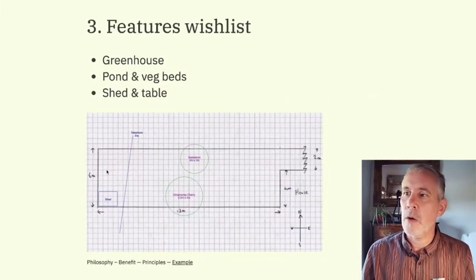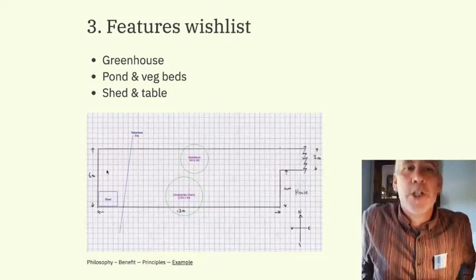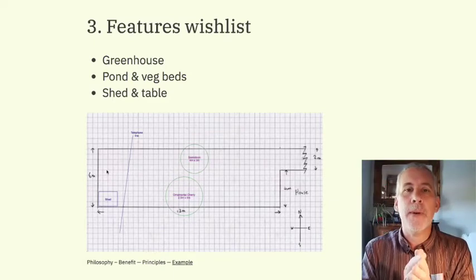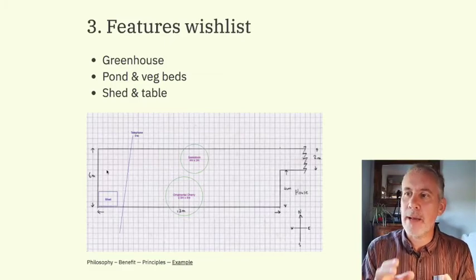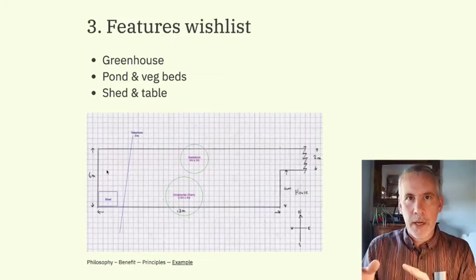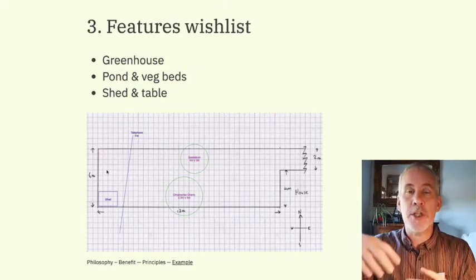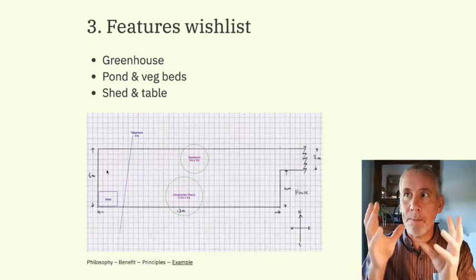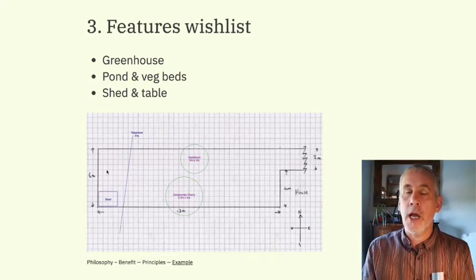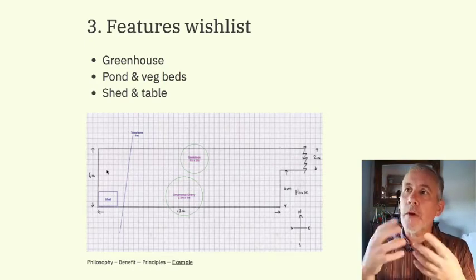And now we go on to the features wish list. So you've got your utilities in place, and that's everything that you're kind of keeping, so paths and taps and stuff. You've got your existing plants in place. This is all from your observations. Now the thing to do is to work out where to put your big structural features. And for this example, we've got a greenhouse.